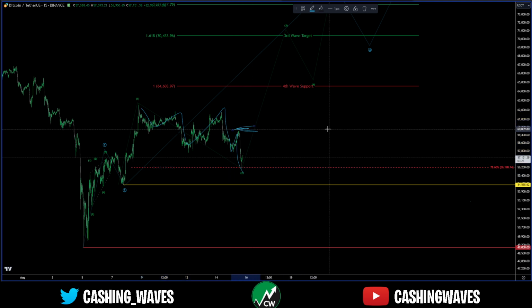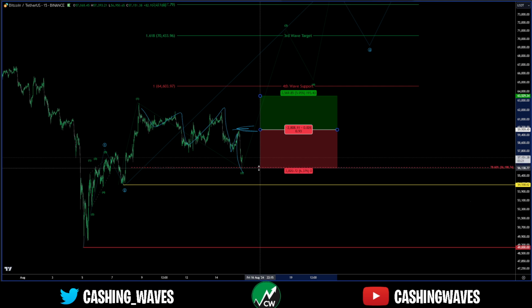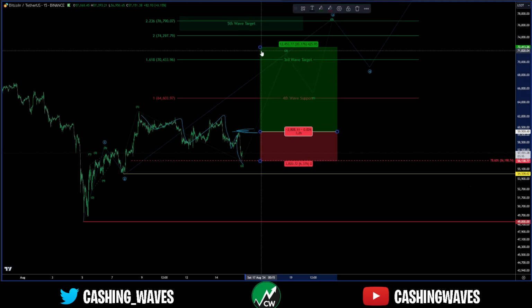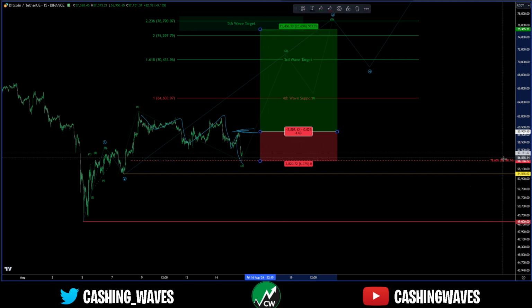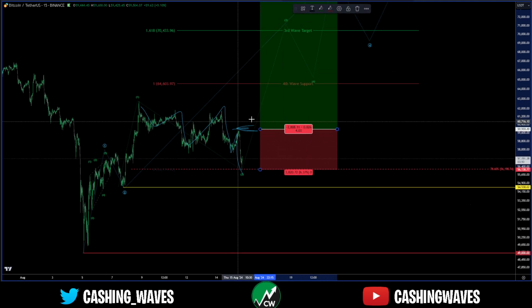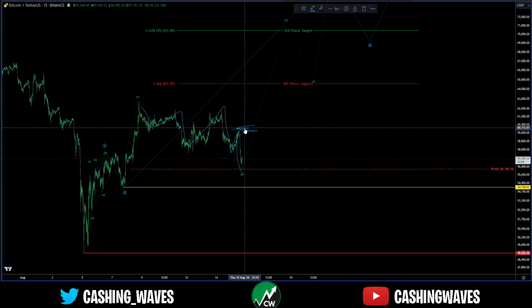And the structure I'd want to see broken is right there. Long there at the break of that level. Stop at the low. Targeting pretty high. Our fifth wave target is somewhere up here. That's a 4-to-1 risk reward. But I'll be ready for that if we break that level, right? Easy. Not complicated.